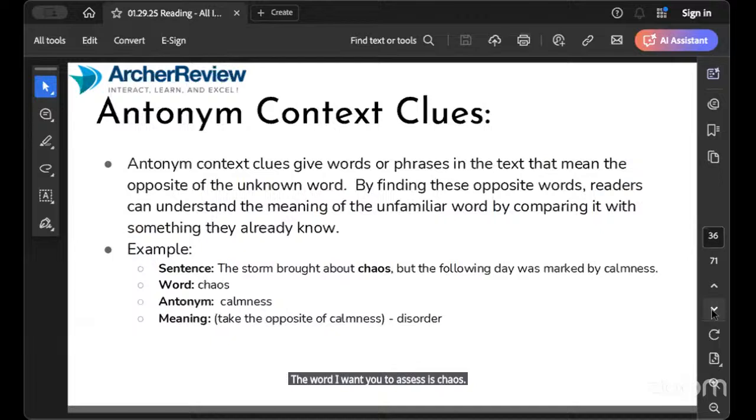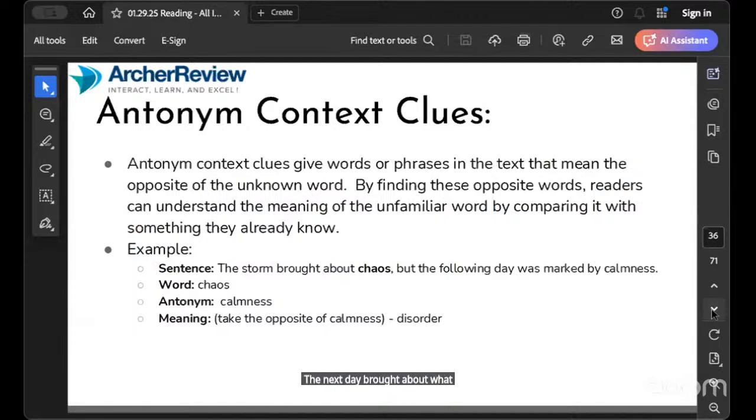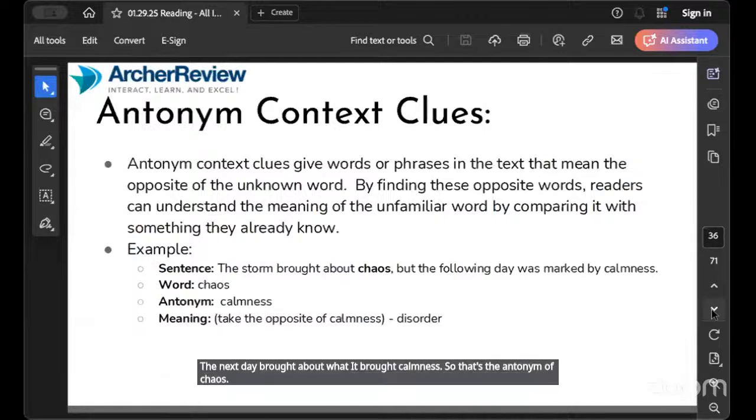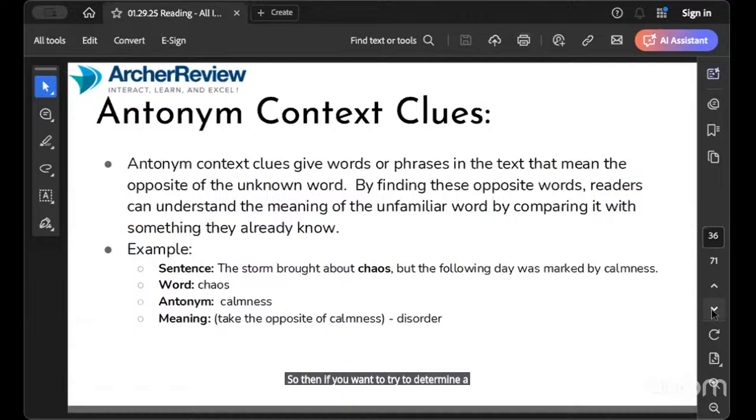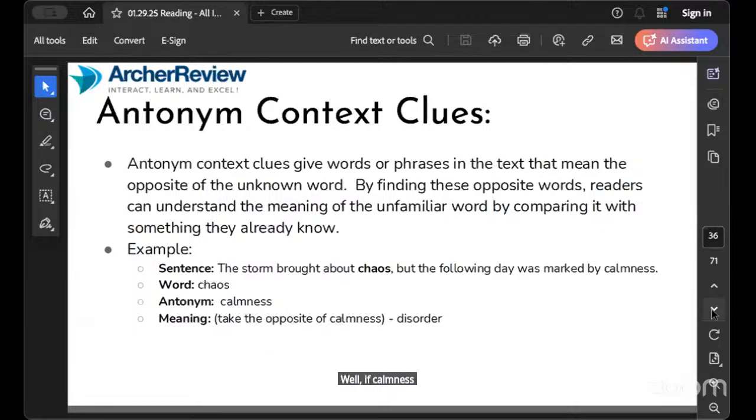What word in that sentence means the opposite of chaos? It tells you the storm brought about the chaos. The next day brought about what? It brought calmness. So that's the antonym of chaos. So we know that the opposite of chaos is calmness. If you want to determine a definition for chaos itself, you ask, if calmness is the opposite of chaos, what's another word for the opposite of calmness?